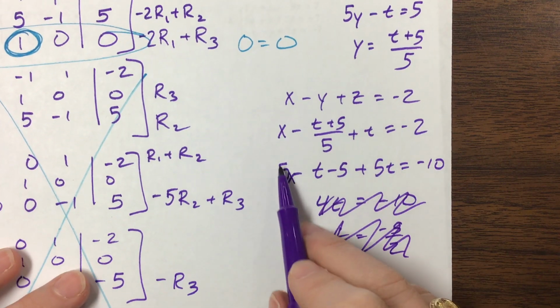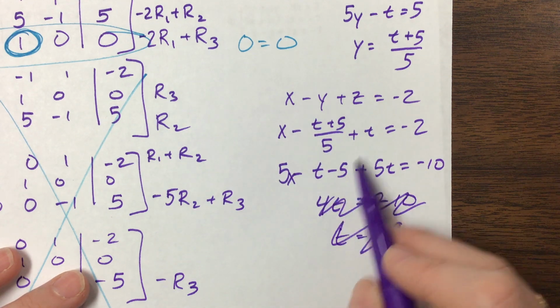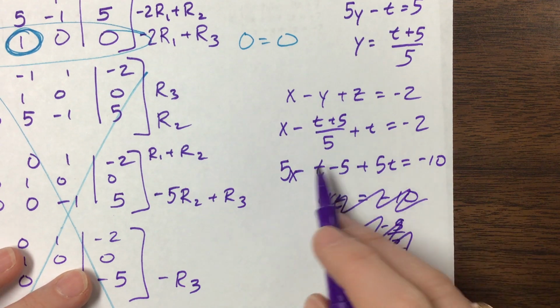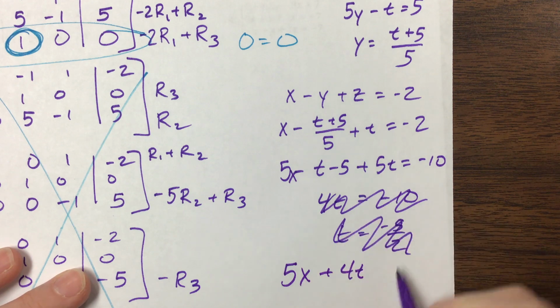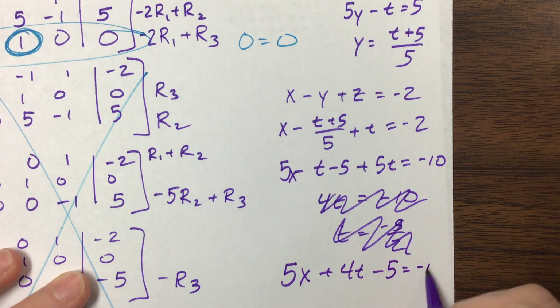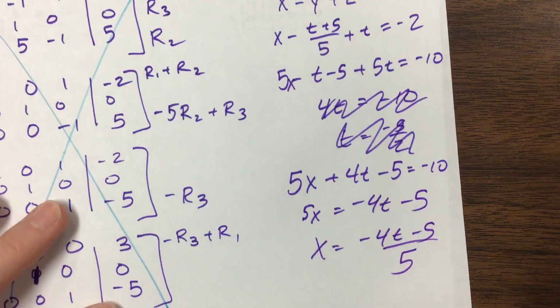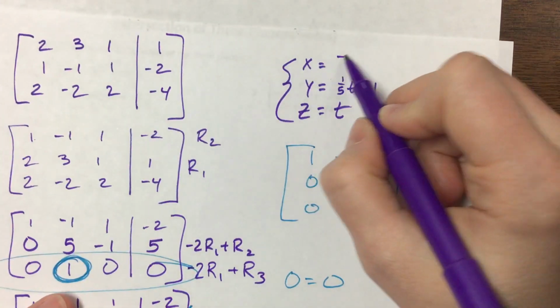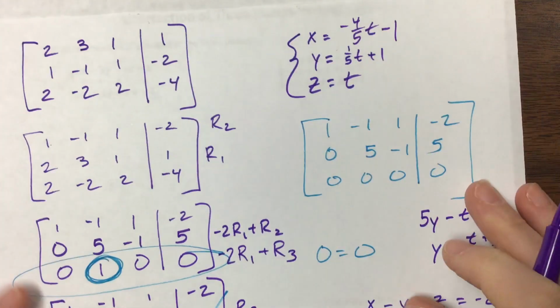Okay, so on this one, I multiplied by 5. I got 5x. I got 5. The 5's canceled, but I had to distribute this negative through. And multiply that by 5. I multiplied that by 5. And now I have that 5x plus 4t minus 5 equals -10. So 5x equals, add that, and that's -5. So -4t minus 5. x would therefore equal (-4t minus 5) over 5. Okay, so -4/5 t minus 1. And that's the equation of that line.